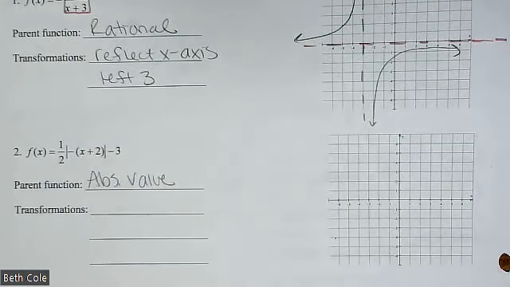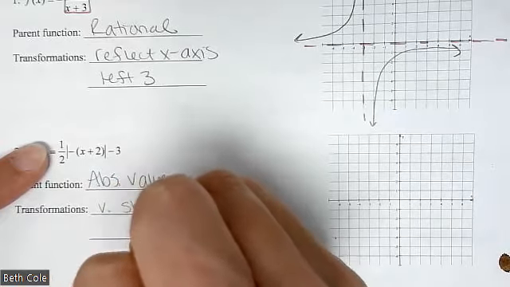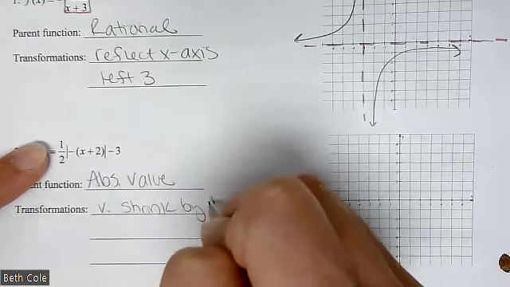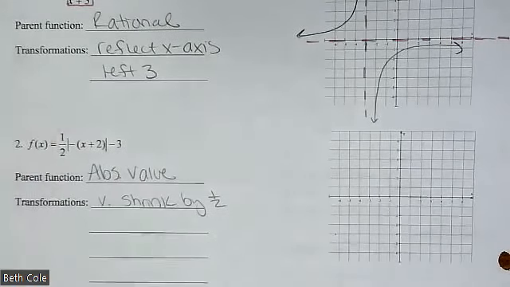Okay, so there's 4 things that happened here. Can anyone give me one? I don't care what order they're in. Good. The 1/2 outside. Outside means vertical. And if it's half its size, that's a shrink. So vertical shrink by half. It's like an elephant came by and sat on it like this, like it was here, and we squished it down.